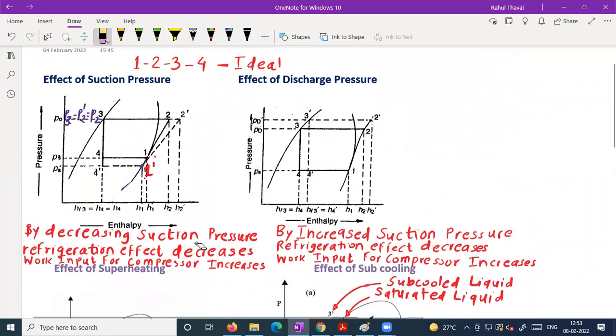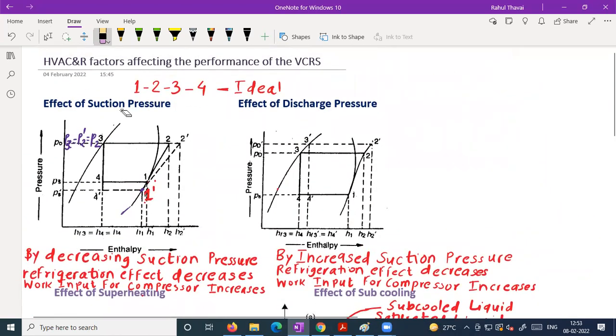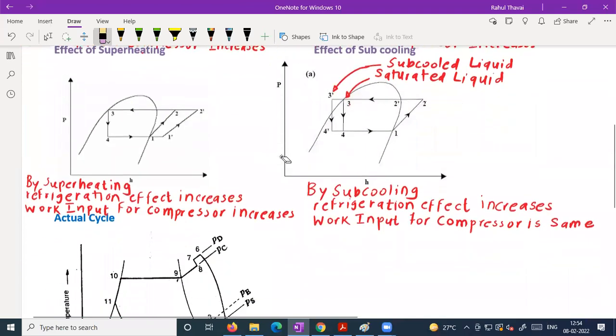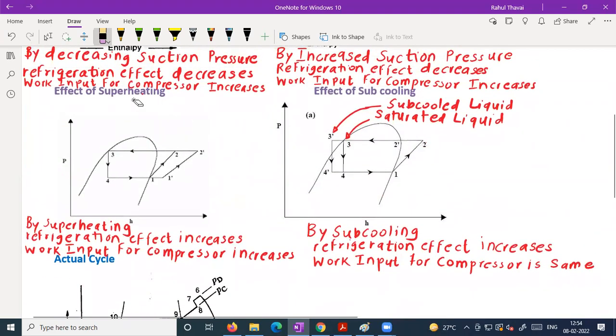Is there any doubt? See, when you decrease the suction pressure, the refrigeration effect decreases, so it is not useful. When you increase the discharge pressure, again the refrigeration effect decreases, so it is again not useful. Then what is useful? It's superheating and subcooling.